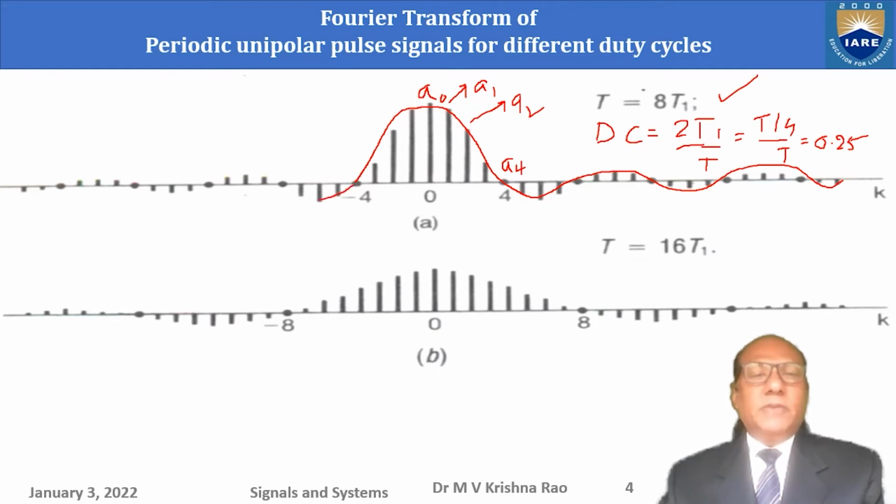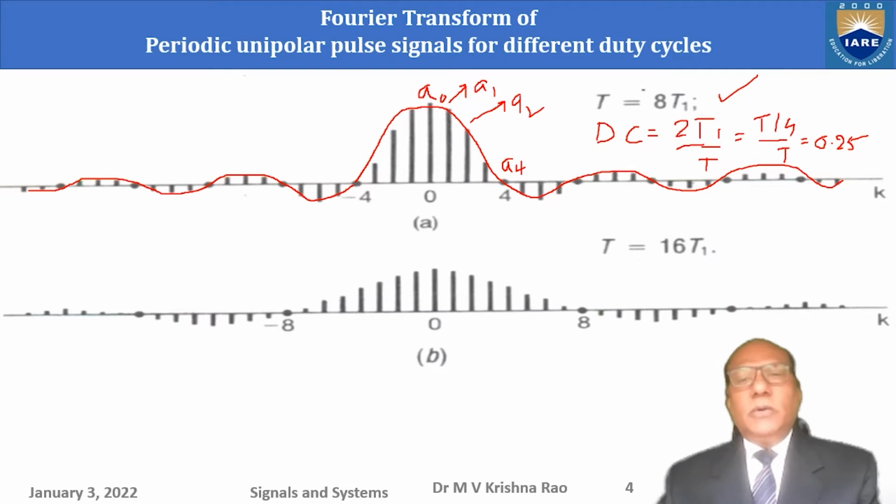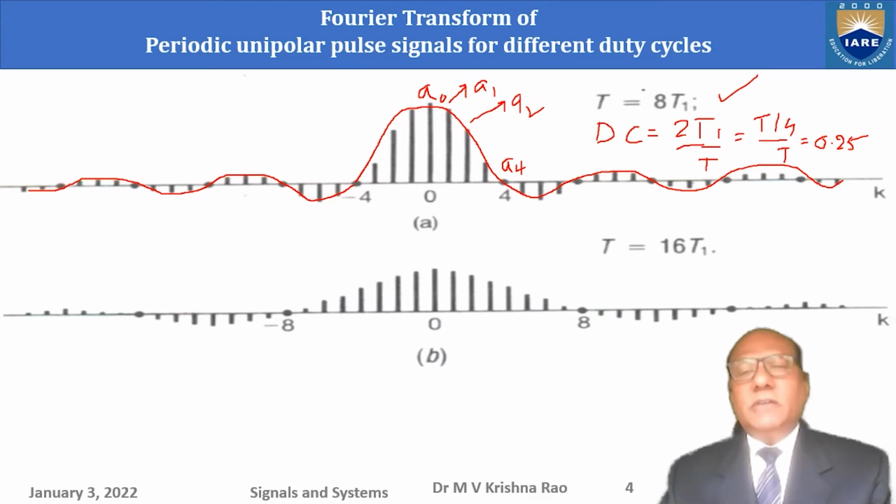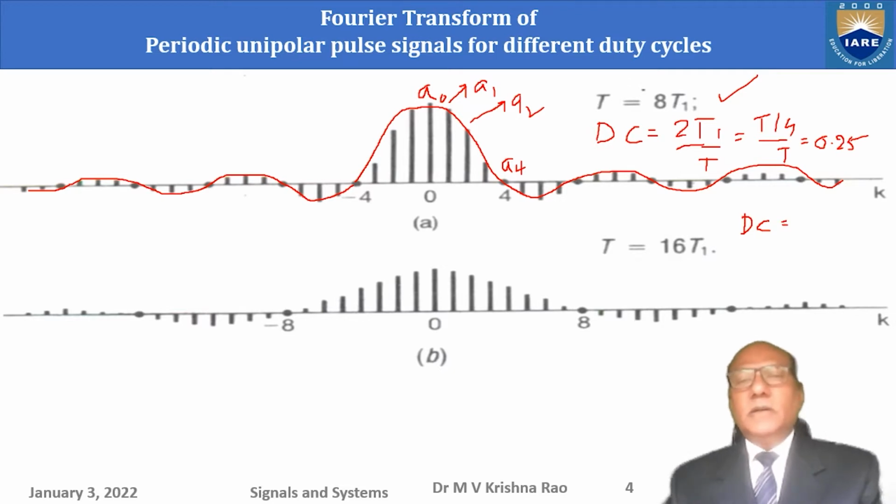At multiples of 4. Okay. Now, if I take the second case here, that this is 16t1. 16t1 means, in this case, if you compute as substituted above, I will get t by 8. So that is 1 by 8 is the duty cycle.